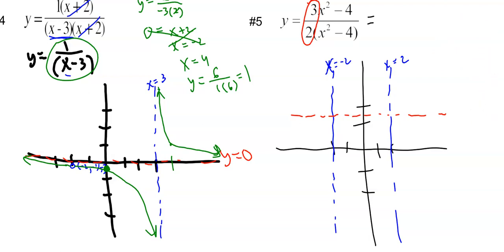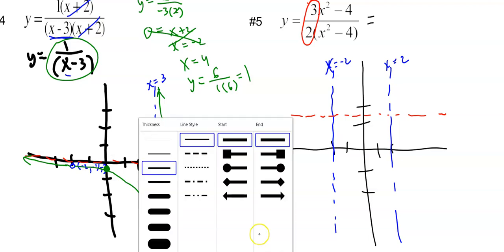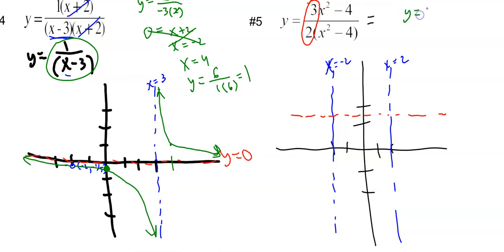So let's plug in x equals 0. The y-intercept would be 3 times 0 minus 4, which is -4, over -4 times 2 is -8, which is 1/2. So it looks like I have a point right there.